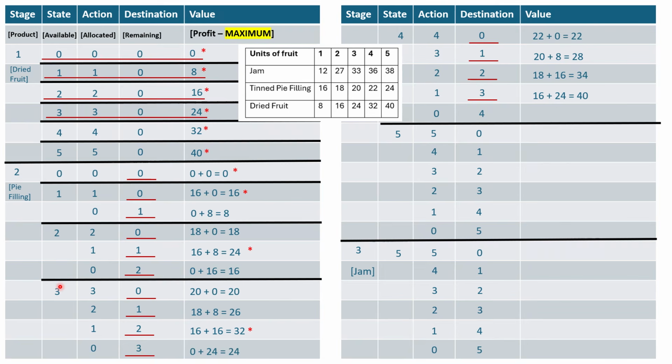So this is our last state within the second stage. If we had an allocation of 5 ready to go, we could allocate all 5, which will give us our 24.